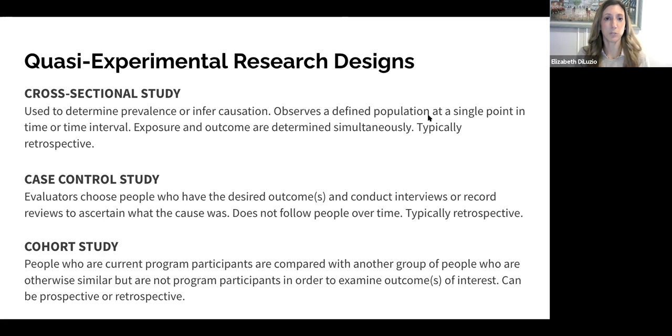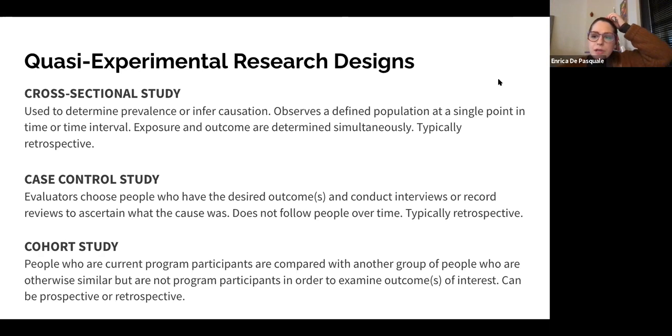And this can be prospective, looking forward, or retrospective. So we can look backwards at the results, or we can look at the current groupings and then trace them over time to watch how things play out. Any questions about those three types or their difference with RCTs?